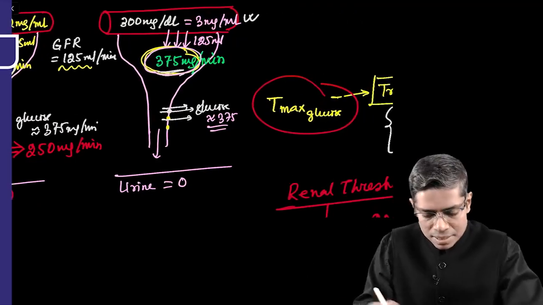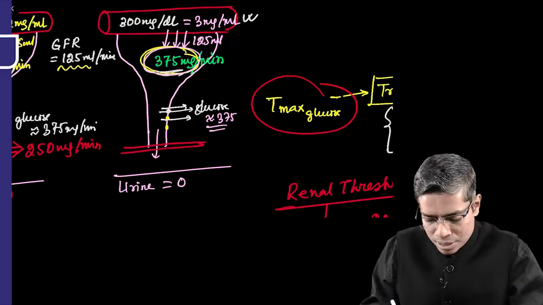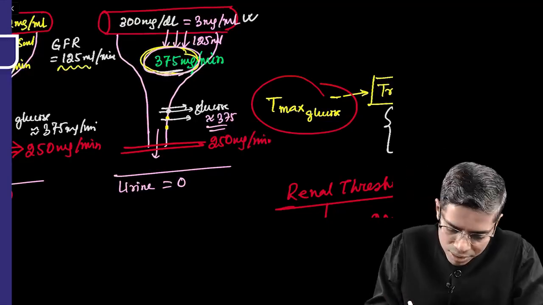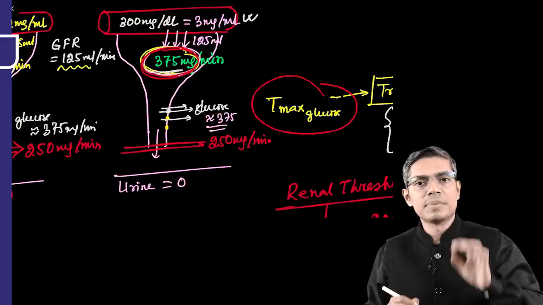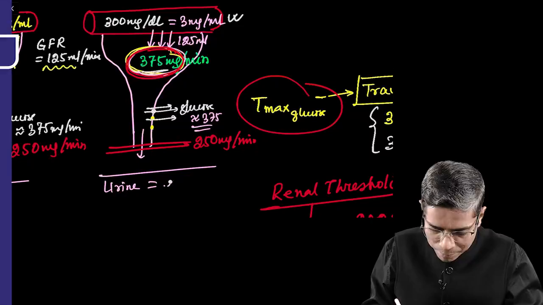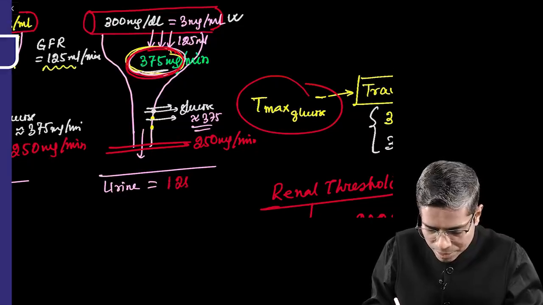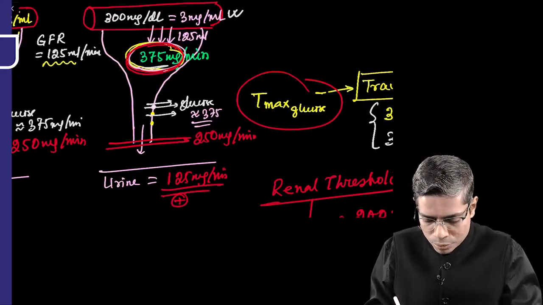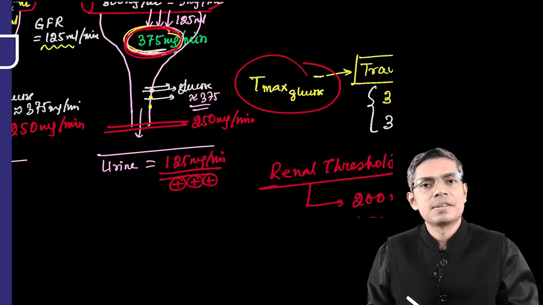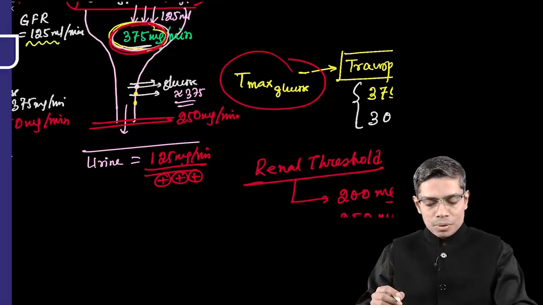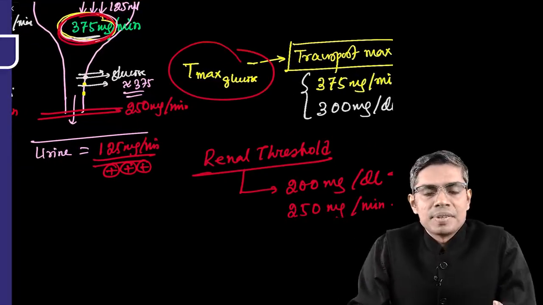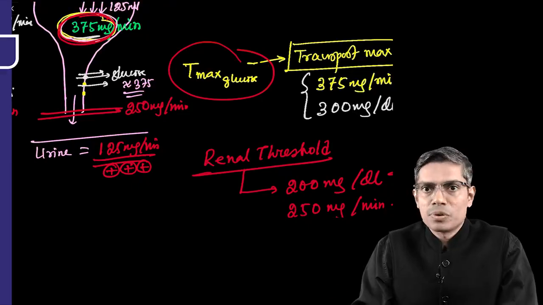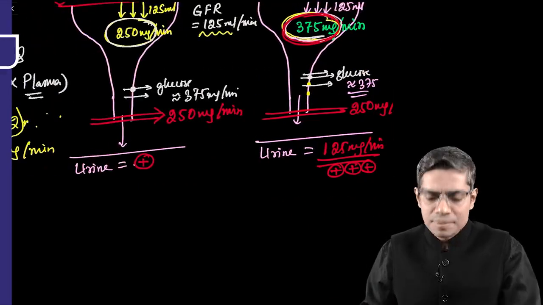Okay, in the second case we are assuming that the renal threshold is 250 milligram per minute or 200 milligram per dl. How much is the tubular load here? 375 milligrams. So how much glucose is going to appear in the urine? 125 milligram per minute glucose is going to appear in the urine. So obviously glucose will be positive in the second case. So basically, if you consider the renal threshold value, then that is matching with the actual clinical scenario rather than the transport maximum value. So why is there a difference?